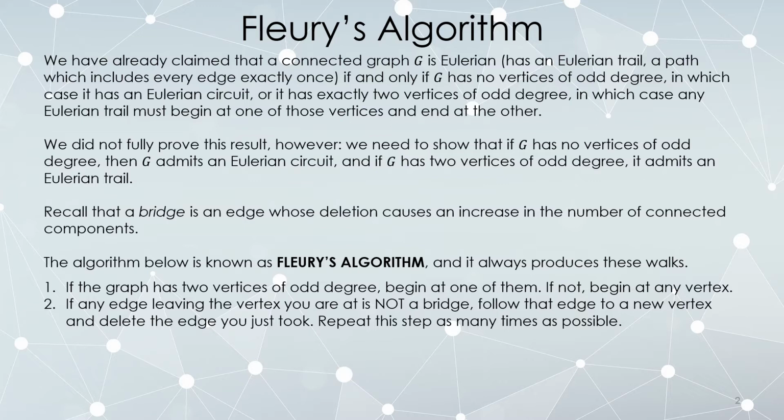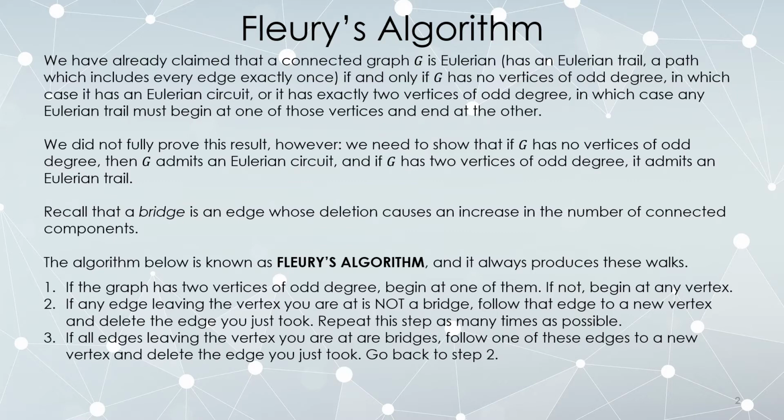So as long as wherever you're standing has an edge that is not a bridge, do that, and it doesn't matter which one you do. However, if you ever arrive at a vertex and now every edge leaving that vertex is a bridge, follow one of them and go back to step 2. As soon as there are no more edges, the construction is complete.